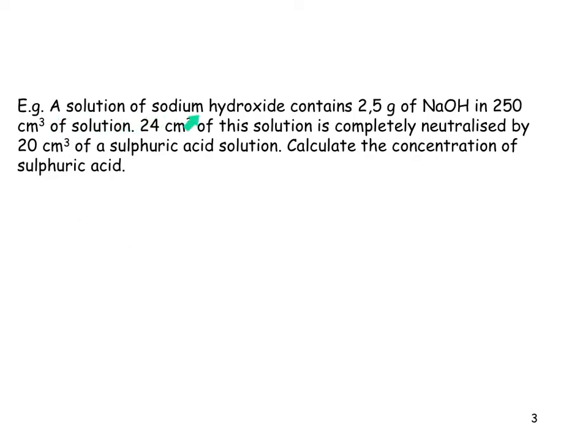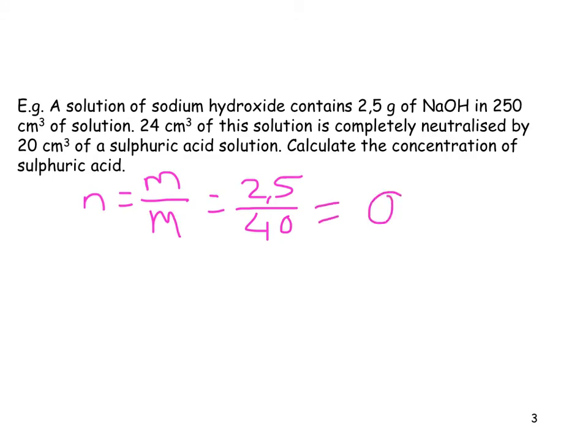A solution of sodium hydroxide contains 2,5 grams of sodium hydroxide in 250 centimeters cubed of solution. That is my standard solution. So let's calculate: number of moles is equal to mass over molar mass. So it's 2,5 divided by the molar mass of sodium hydroxide, which is 23 plus 16 plus 1, which is going to be 40. Which means I land up with 0,0625 moles of the sodium hydroxide.